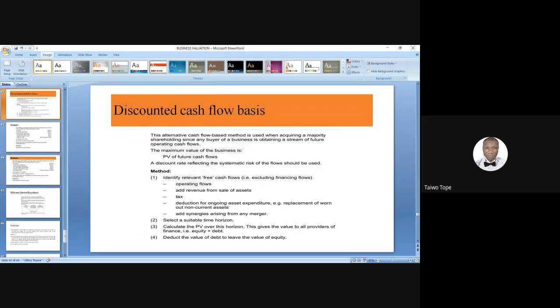it wants you to understand discounted cash flow basis, talking about NPV, talking about redeemable, all those things we've done in cost of capital. It is still coming again under this topic.